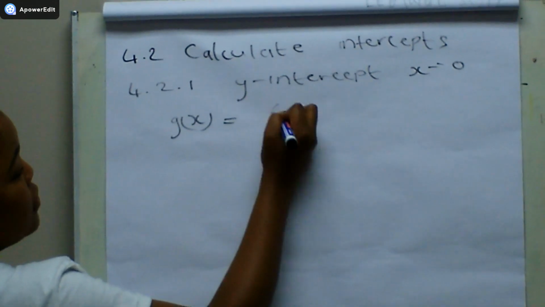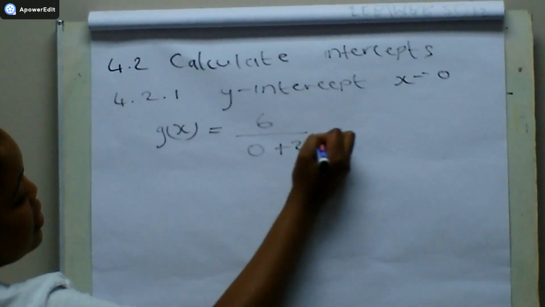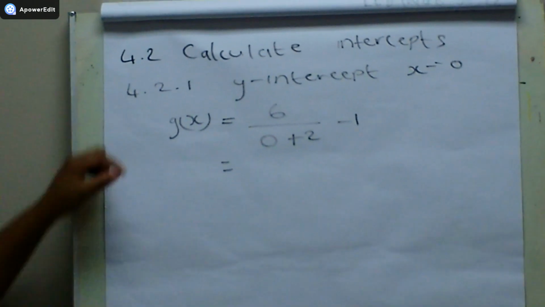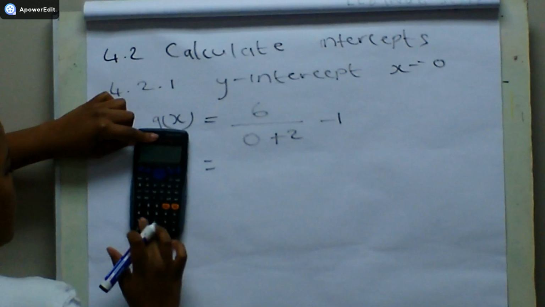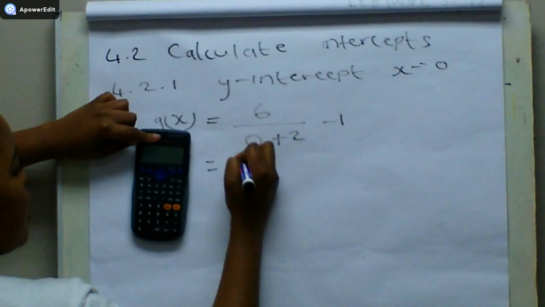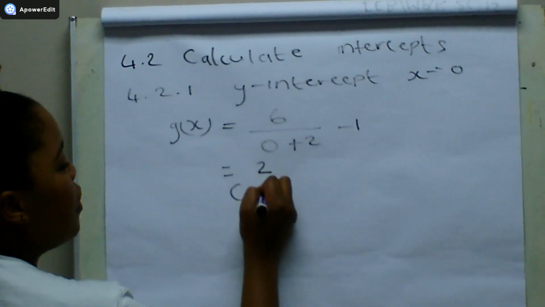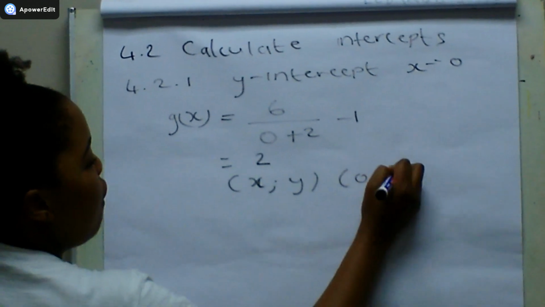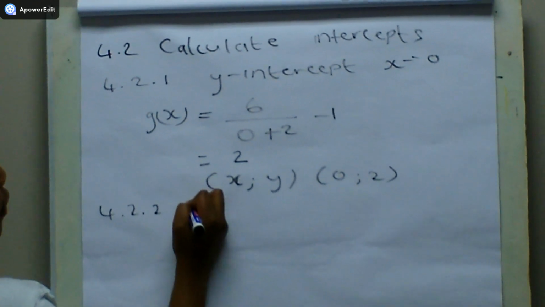So for question 4.2.1, we are calculating the y-intercept, which is where you equate your x to 0. And then I'm just writing the equation, g of x is equal to 6 over x, which I substituted 0 in this case, plus 2, minus 1. And then I'm just going to punch that into the calculator and get the answer. It's that simple, guys. So I got my answer as 2. Now what I'm doing is I'm just going to write out the y-intercept. So my x was obviously 0, and then y is 2.